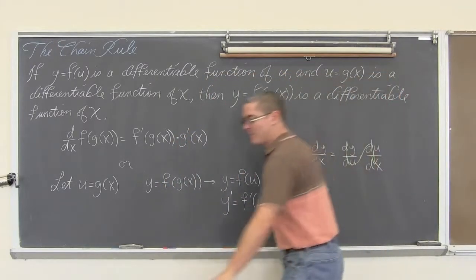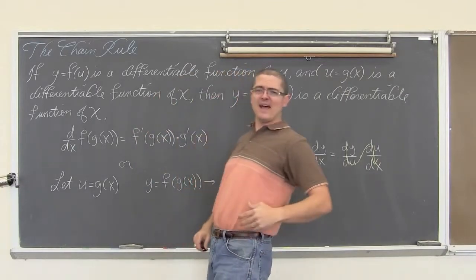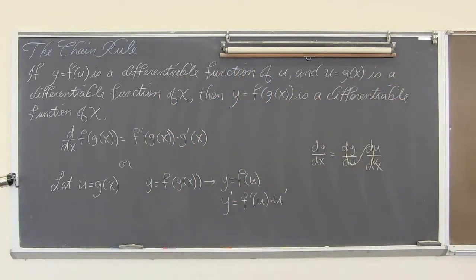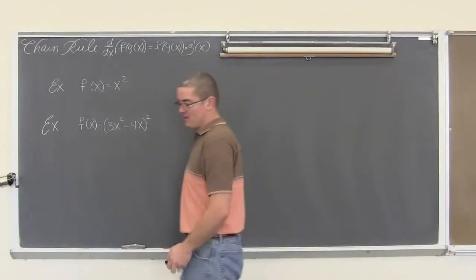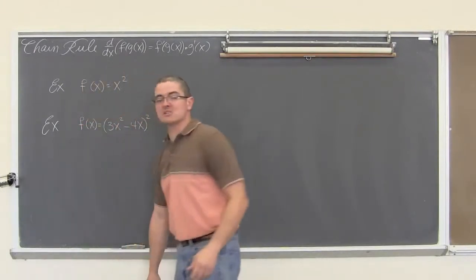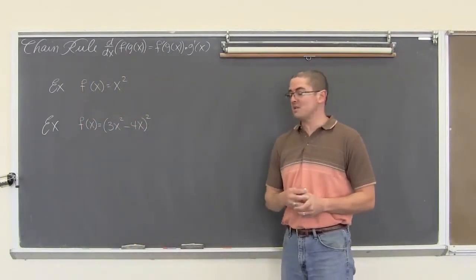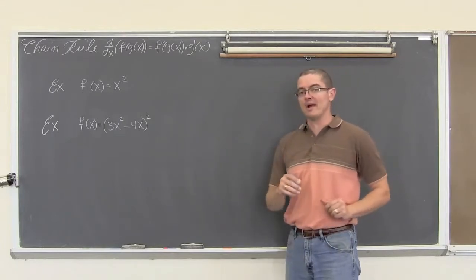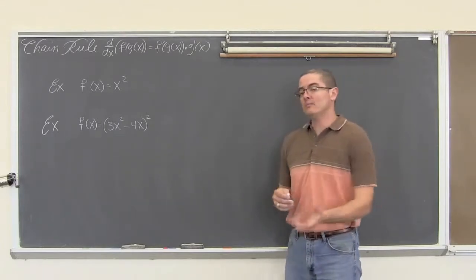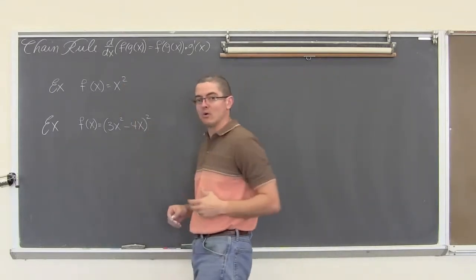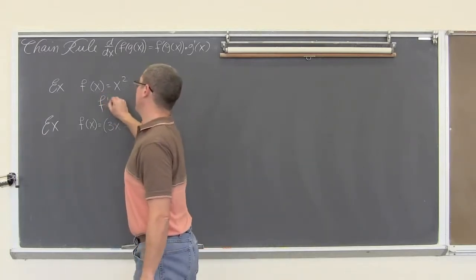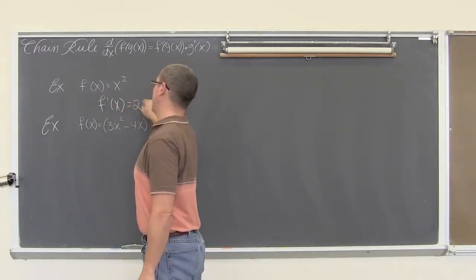So, what are these examples going to look like? Let's find out! Bam! In our first two examples, we have f of x is equal to x squared, and f of x is equal to parentheses 3x squared minus 4x, squared. Well, the first one's very simple. That's just the power rule. f prime of x is going to be equal to 2x.